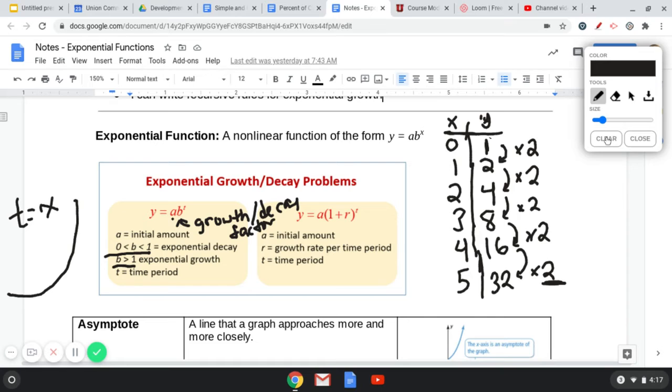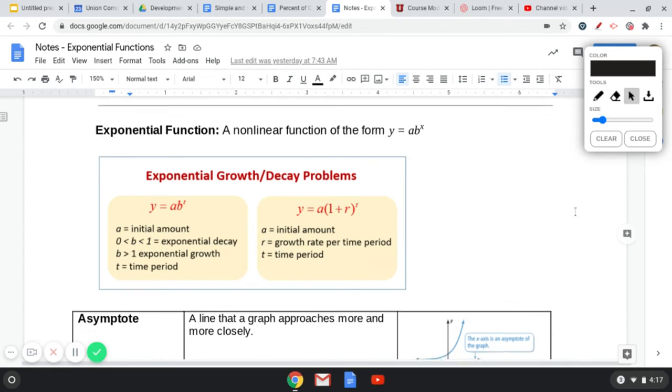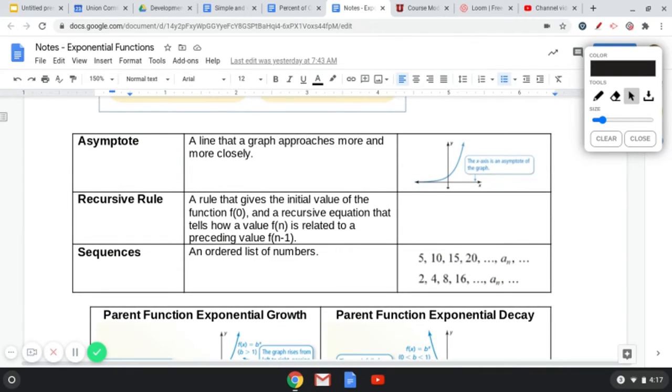Okay. So this is the form of an exponential function. There are two different forms, two different ways to describe, but keep in mind this t or this x value is always an exponent. That is key. That's the key here. All right, now let's talk about some vocab that we need to know to be able to go through here. This word, asymptote. An asymptote is a line that a graph approaches more and more closely.